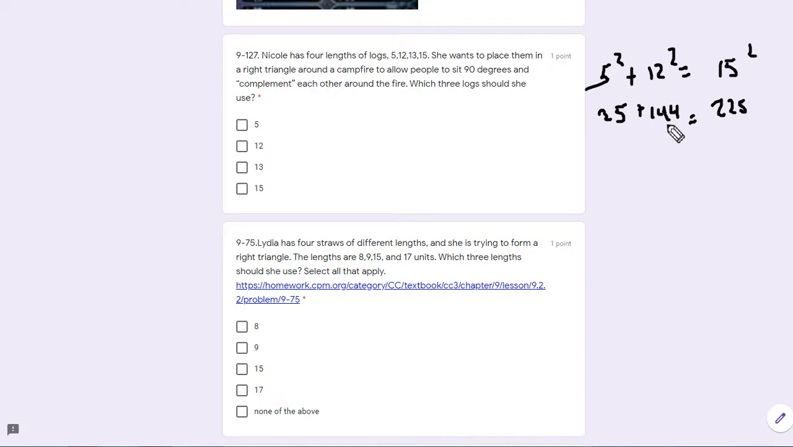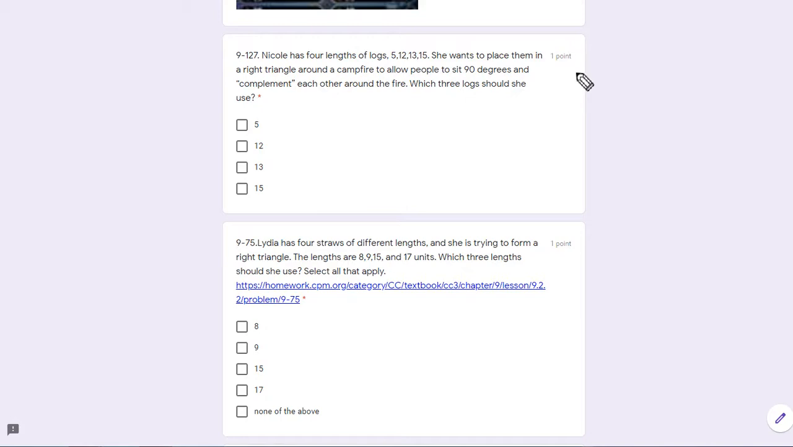Does 25 plus 144 equal 225? And the answer would be, I get 169 on this side and 225 on this side, right? So no, they don't equal each other. This does not equal this. So these numbers, 5, 12, and 15, it can't be that. And you have to keep working along until you get your answer.